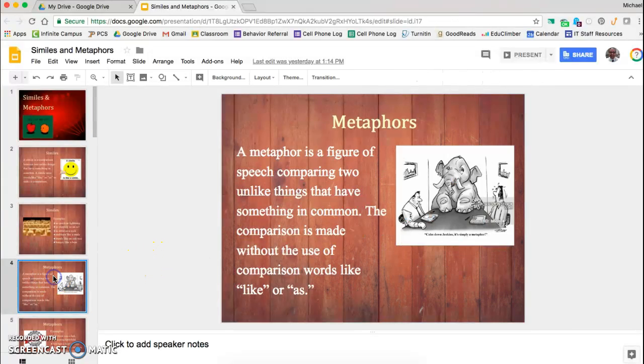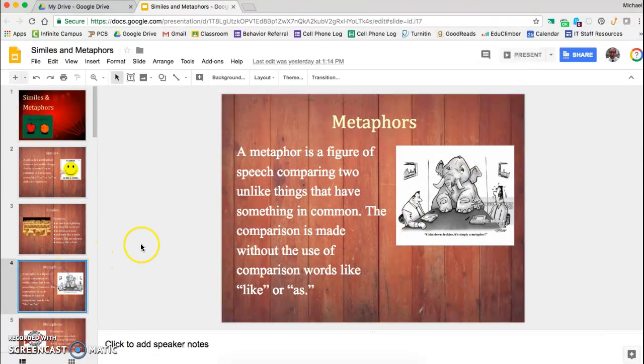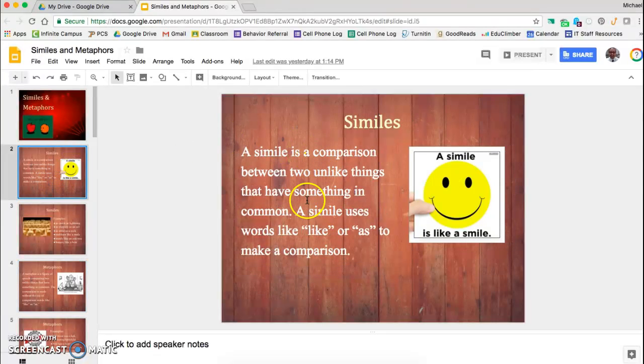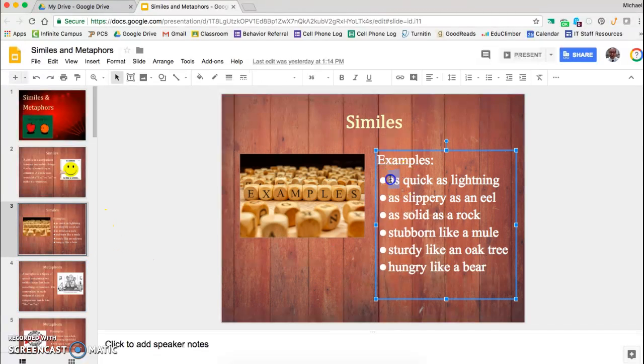If we go on, you'll see that the other term that we're going through is metaphor. It's very similar to the last one we went through, simile, but there are some important differences, so we'll go through those. So it says a metaphor is a figure of speech comparing two unlike things that have something in common. Okay, that's the exact same way that this began. However, it says the comparison is made without the use of comparison words like or as. So it won't use those words that we saw back here to make the comparison.